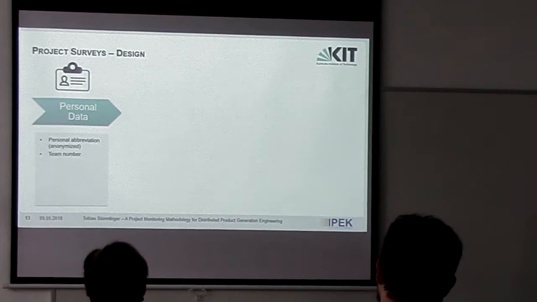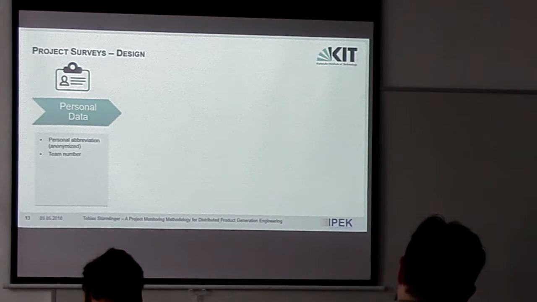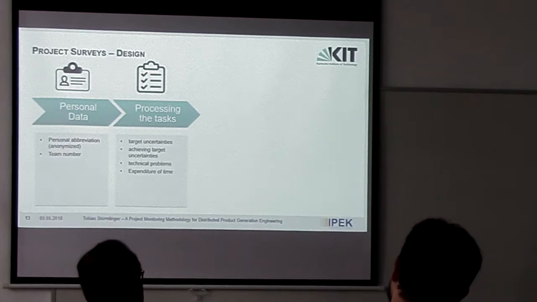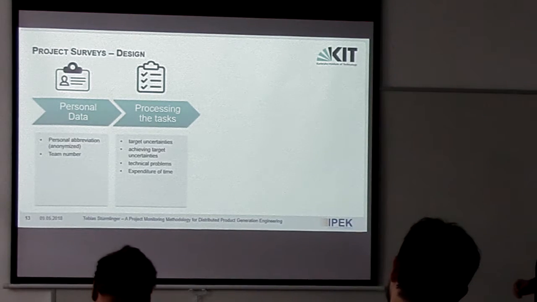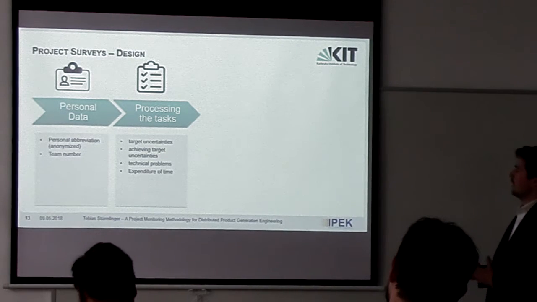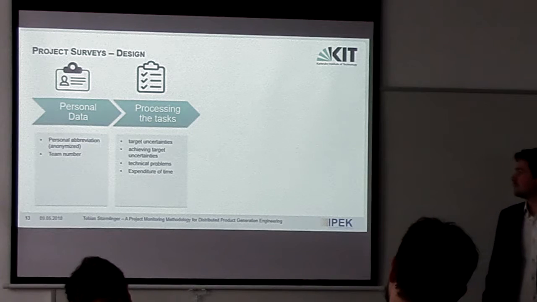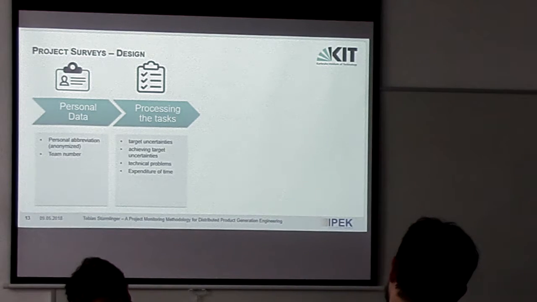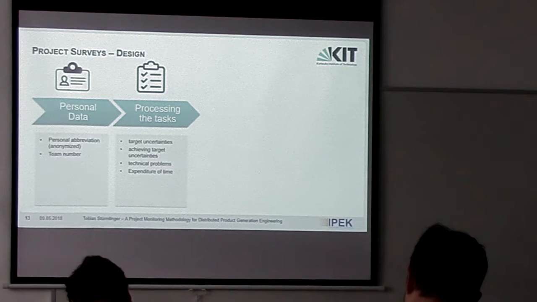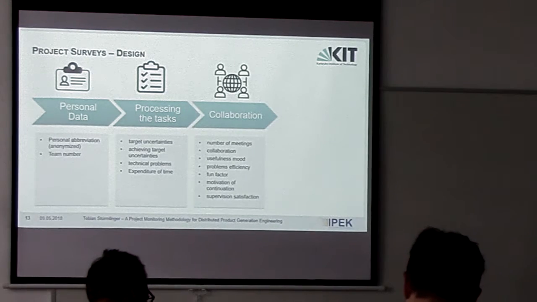So the design of the project survey: first of all, we have the personal data. This is anonymized, but we give them abbreviations, so it's possible to track the answers of one single person or one single group, but we don't know which one it was. Then the questions about processing the task are, for example, if they understand the target, are there any uncertainties, do they have some problems with the task, and very important, how much time they need to process it.